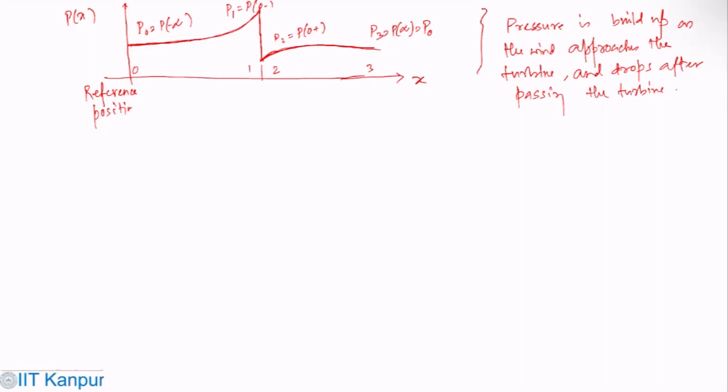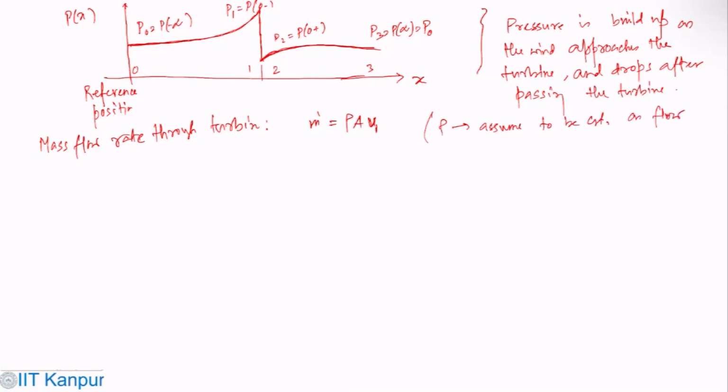Now we can find the mass flow rate through the turbine, which would be m dot equals rho A u1. Here rho is assumed to be constant as the flow is incompressible. So we are talking about that.